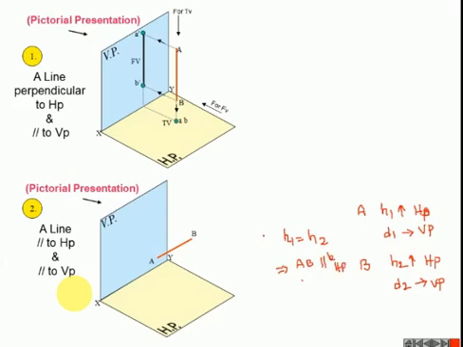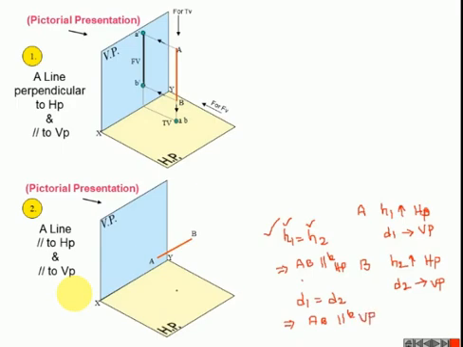So it is another condition. If the two endpoints of the line AB have the same above distance, then we can directly say that the line AB is parallel to HP. Similarly, suppose D1 equals D2. Then we can say that the line AB is parallel to VP.